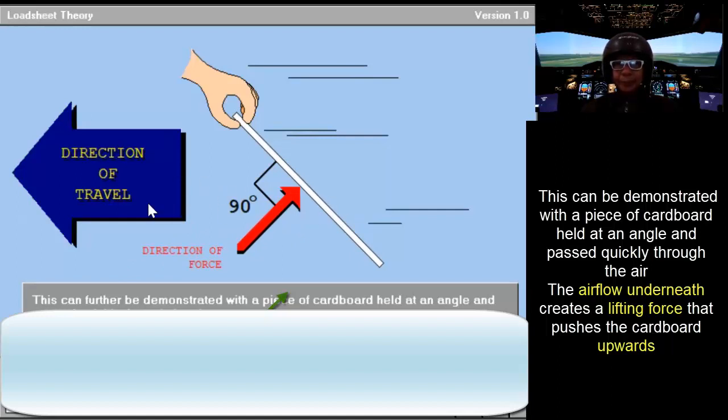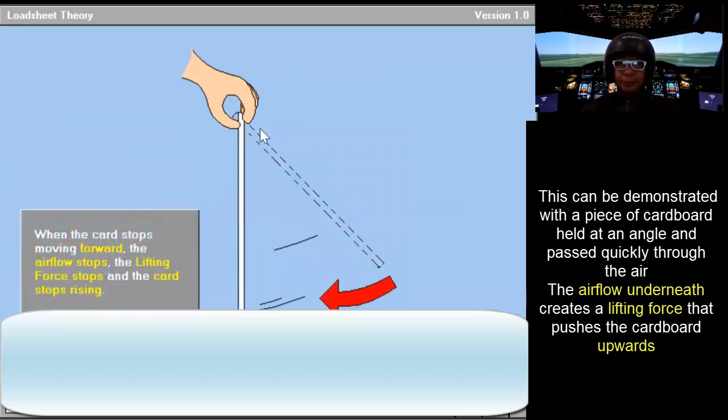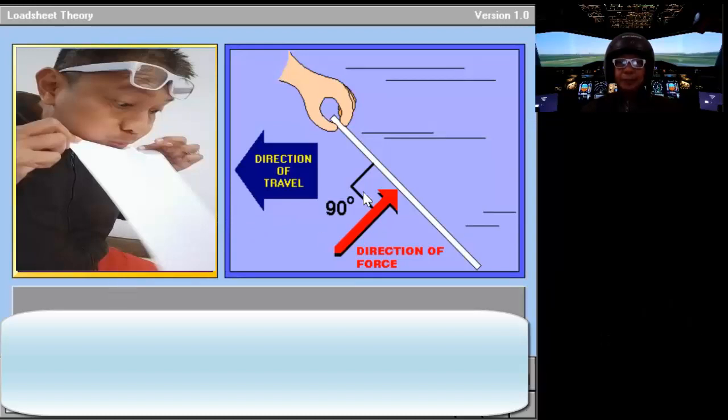So this is the direction of travel when it passes. So this is how the aircraft can fly. And then when the card stops moving forward, the airflow also stops. The lifting force stops and the card stops rising. And it is airflow that we consider when studying the theory of flight.